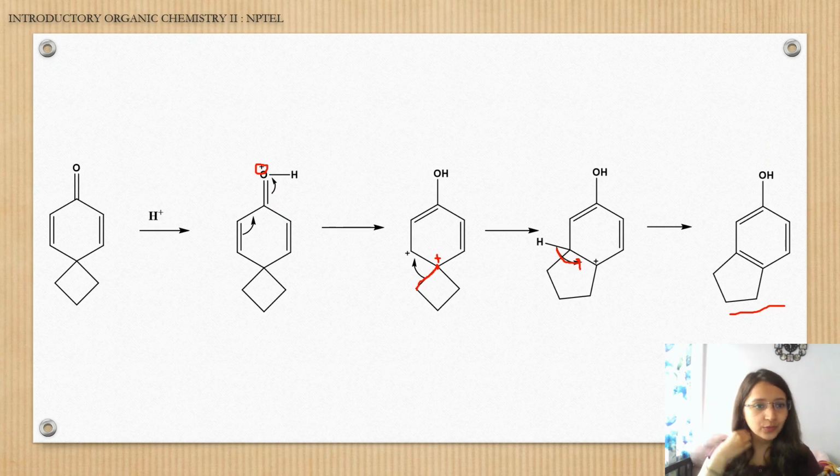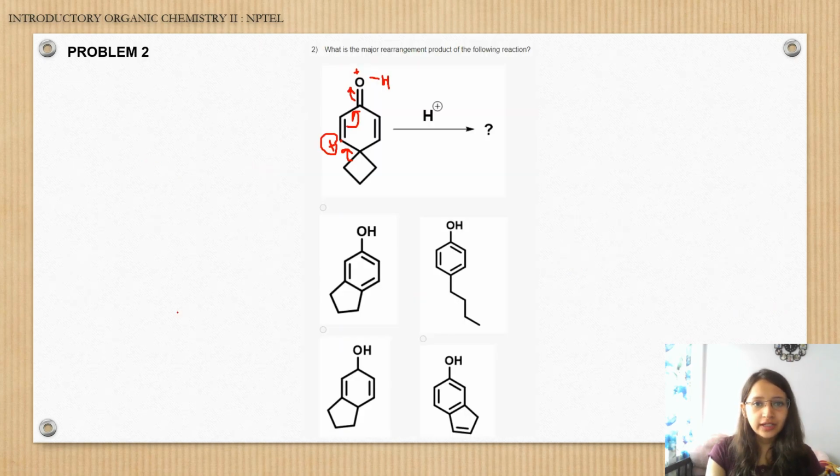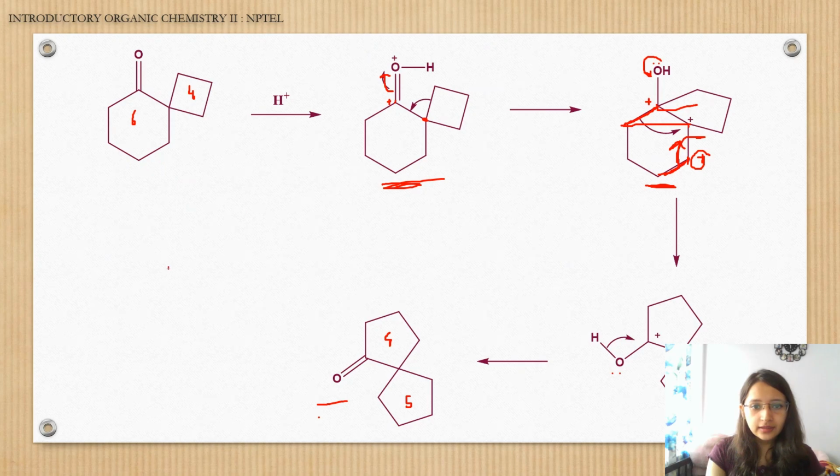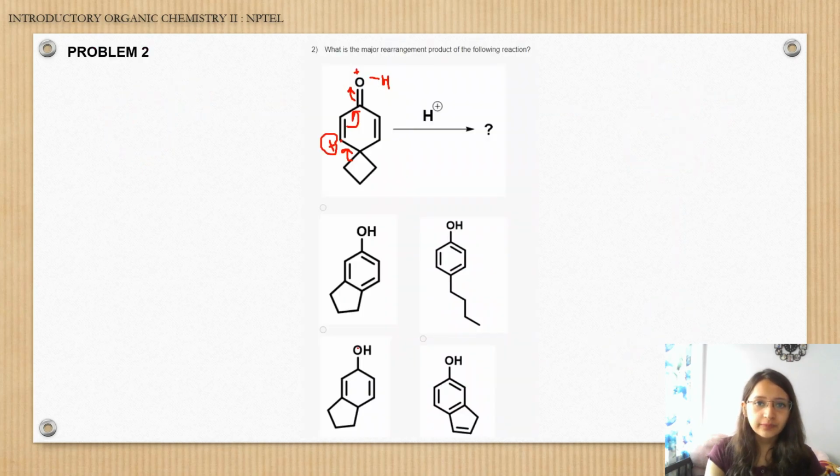So here, the name reaction is not the Meerwein-Wenger, because there you were not generating an aromatized system from a ketone functional group. You are getting a ketone functional group with a more stable system only. So here, the name reaction is different.